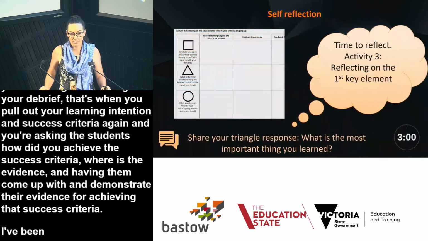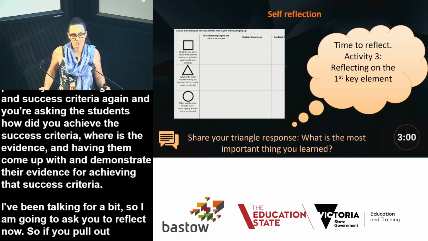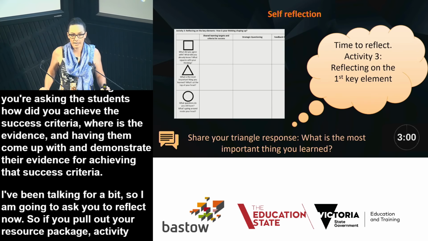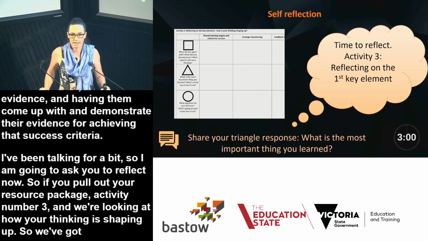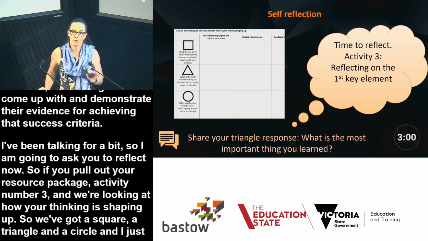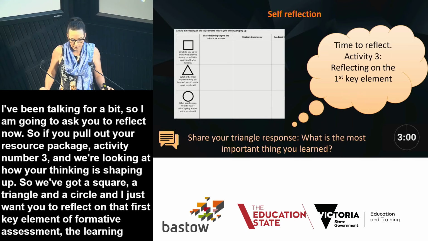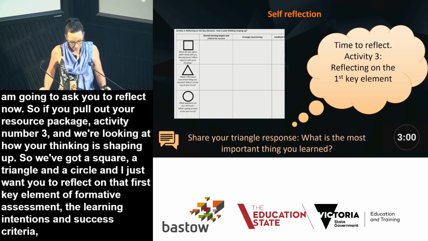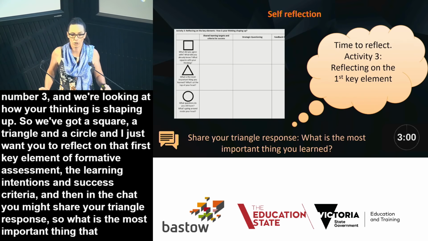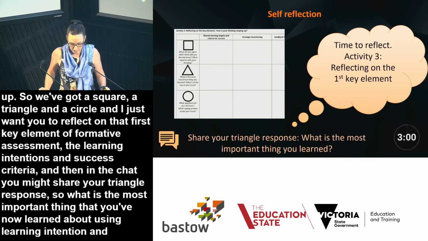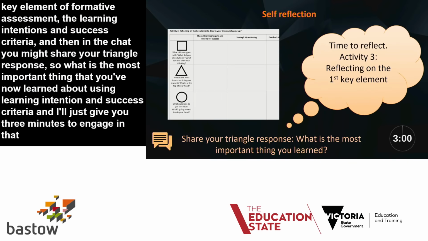Okay, I've been talking for a bit, so I am going to ask you to reflect now. If you pull out your resource package, activity number 3, we're looking at how your thinking is shaping up. We've got a square, a triangle, and a circle, and I just want you to reflect on that first key element of formative assessment, the learning intentions and success criteria. Then in the chat, you might share your triangle response. So what is the most important thing that you've now learned about using learning intentions and success criteria? I'll give you 3 minutes to engage in that reflection.